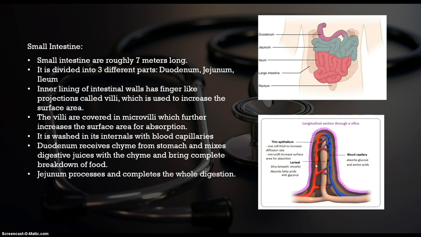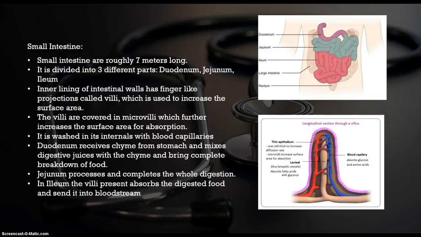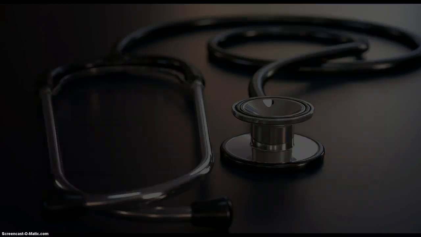The duodenum part of the small intestine receives the chyme from the stomach. As it comes out from the stomach, in the duodenum it mixes with the digestive juices released from the liver, gallbladder and pancreas, which ensures that the total digestion is completed in the jejunum, and in the ileum it helps in absorption of the food and passing it into the bloodstream.